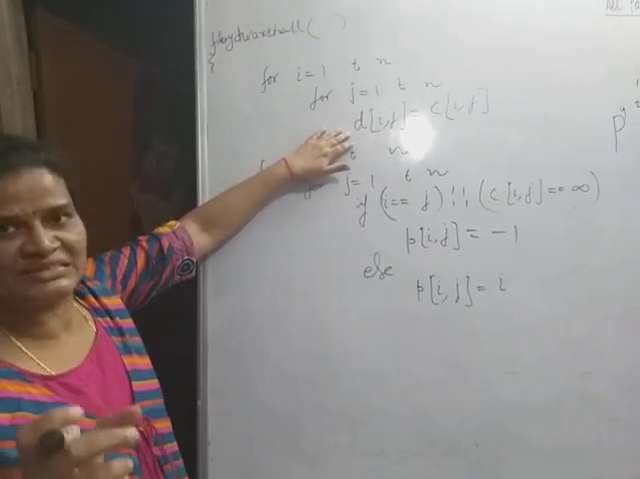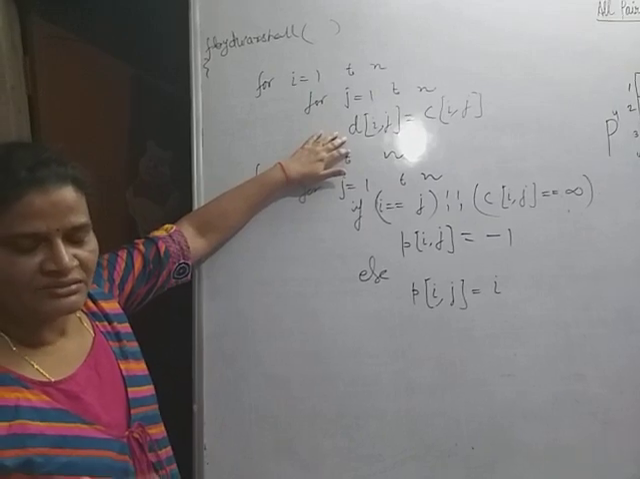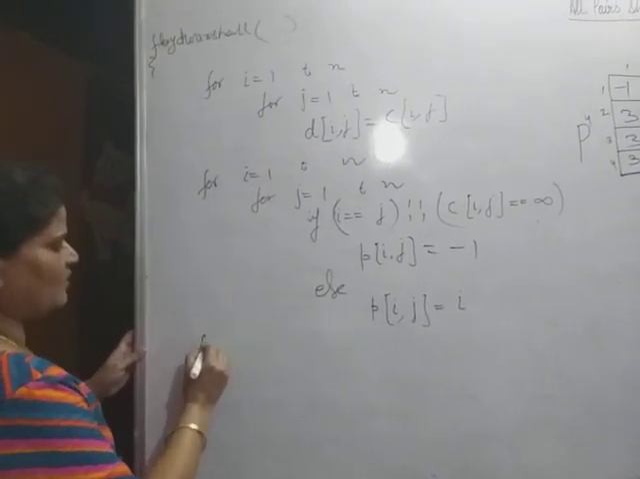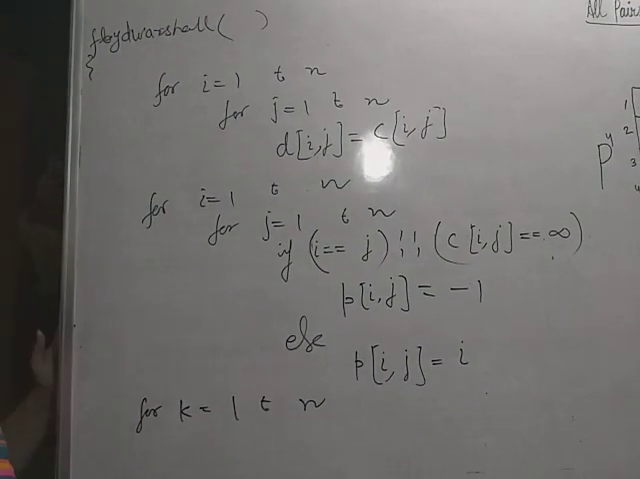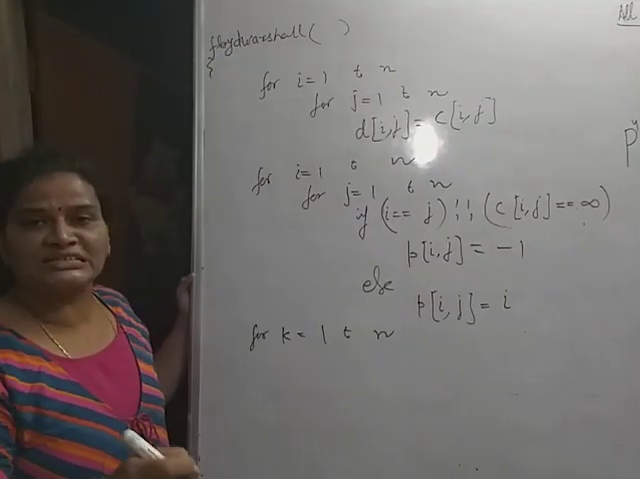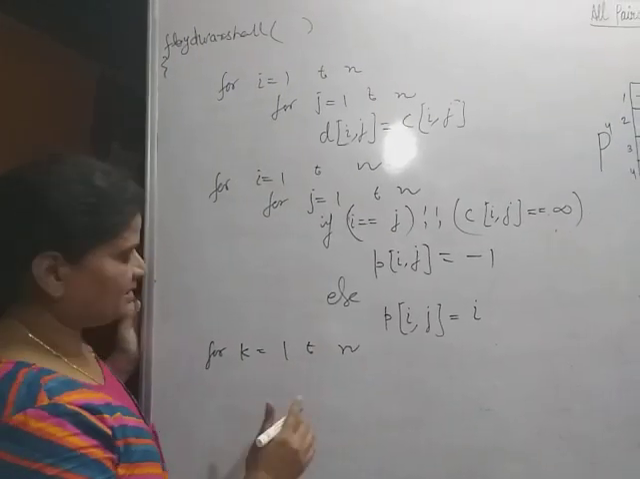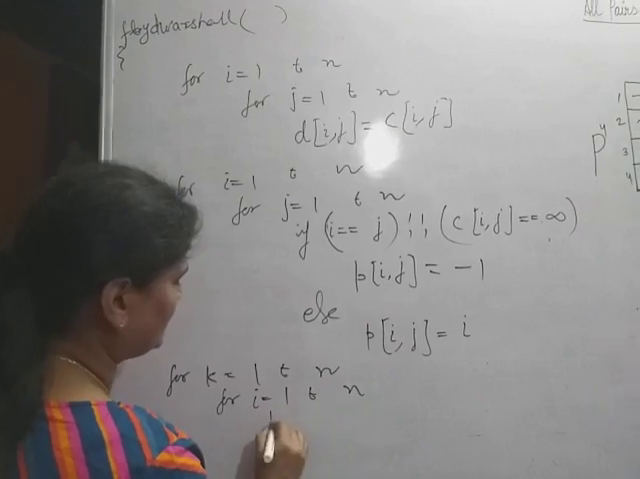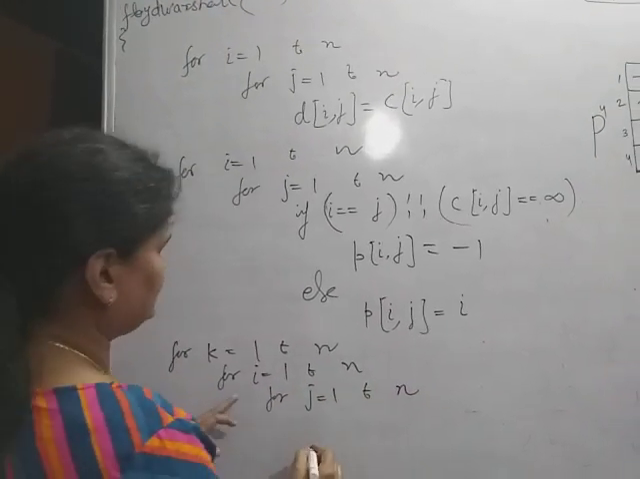The D is representing D0 the first time. When we update it, it will represent D1 and so on. The outer loop is for k equal to 1 to n. When the value of k is 1, I am generating D1. When the value of k is 2, I am generating D2 and so on. For every entry, the loop will run for i equal to 1 to n, for j equal to 1 to n.